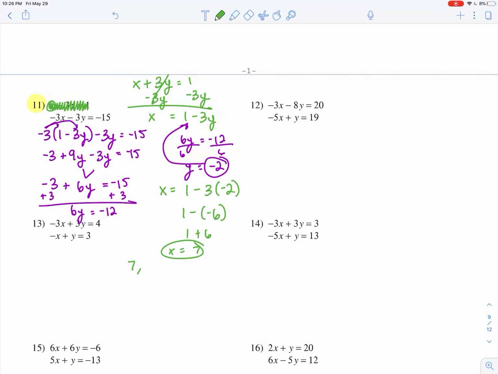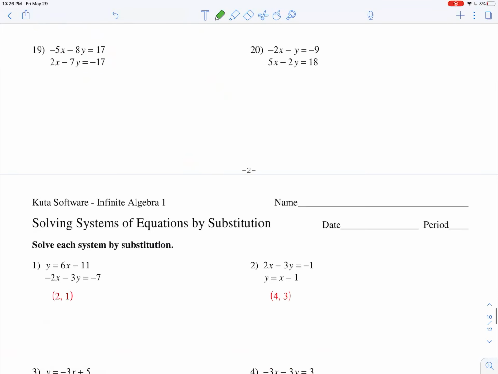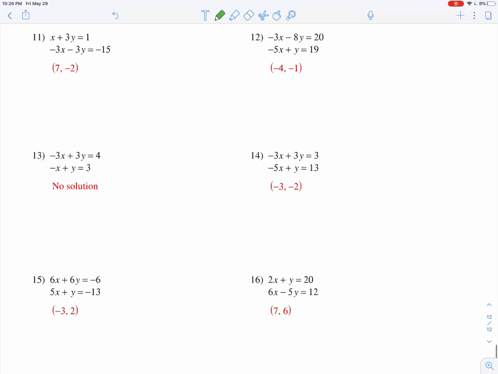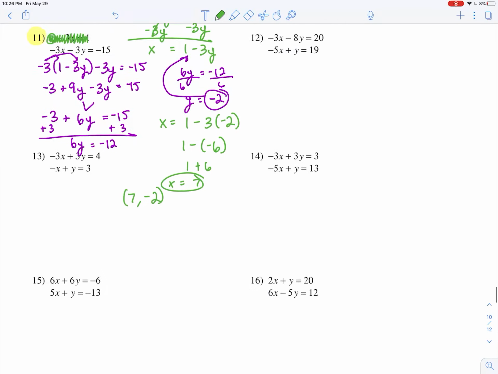So my final answer looks like it's going to be 7 comma negative 2. Let's double check. Number 11, 7 negative 2. There we go. We are good.